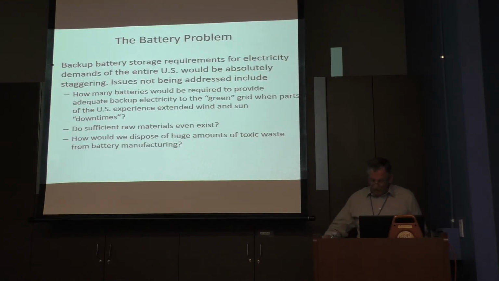And then there's the battery problem. 100% renewables require backup battery energy storage systems, and this isn't anything but a trivial matter. Backup energy storage requirements are absolutely staggering. The issues not being addressed include how many batteries would be required to provide adequate backup electricity to the green grid when parts of the U.S. experience extended wind and sun downtimes. Do sufficient raw materials even exist? And how would we dispose of the huge amounts of toxic waste from battery manufacturing?